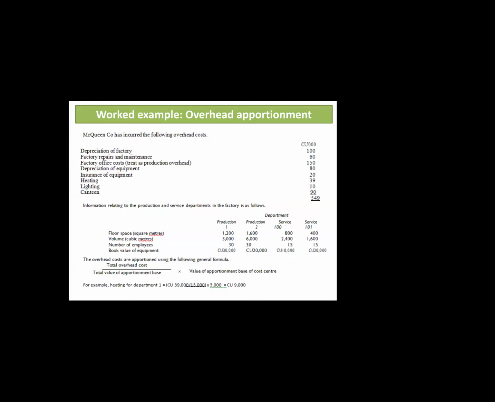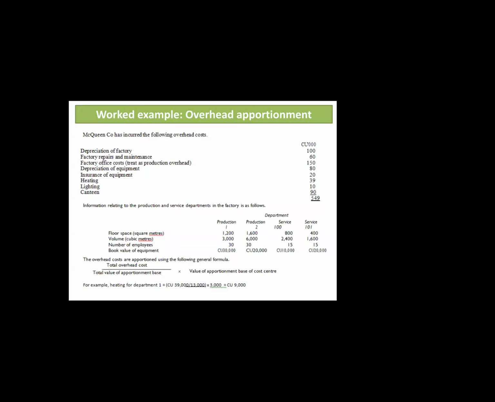amount is... total book value of equipment is 80,000, right? And depreciation is also 80,000. So production 1 will get depreciation 30,000. Production 2 will get 20,000, service 100 gets 10,000, and service 101 gets 20,000.